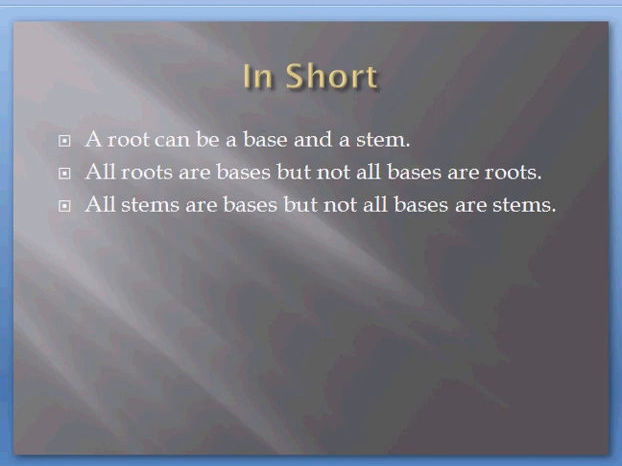So to conclude, or in short, we can say that a root can be a base and a stem. All roots are bases because a root is a base, but not all the bases are roots, because it would be driver. Driver is not the root. All stems are bases, but not all the bases are stems.